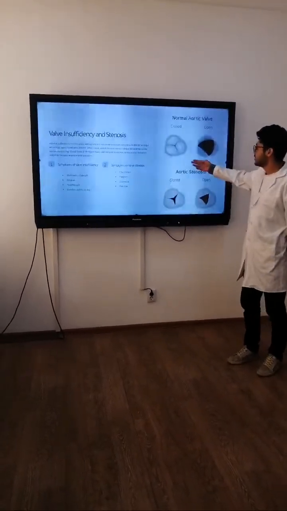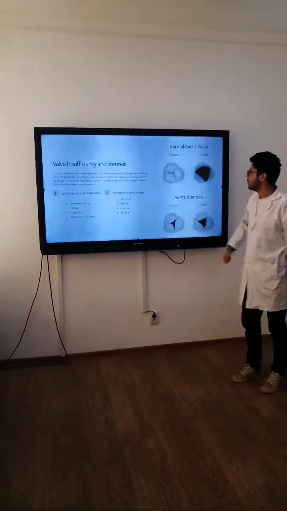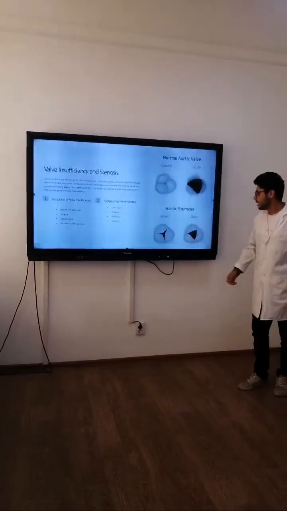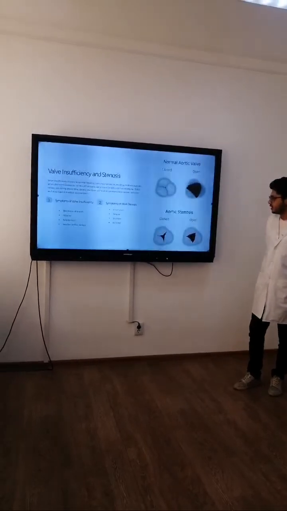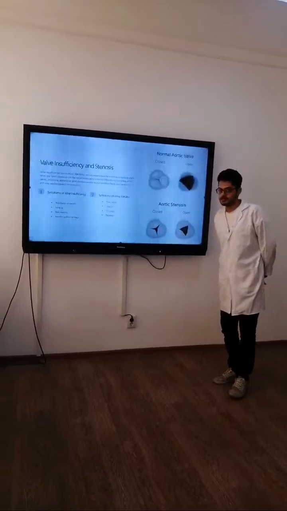As you can see in the pictures, the first one is a normal aortic valve, which both closes and opens properly. But in the second one, when it opens, it is still narrower than normal, so it prevents blood flow and increases blood pressure.